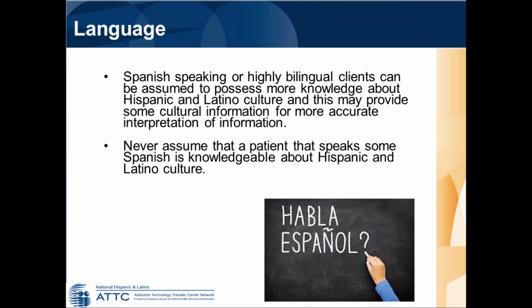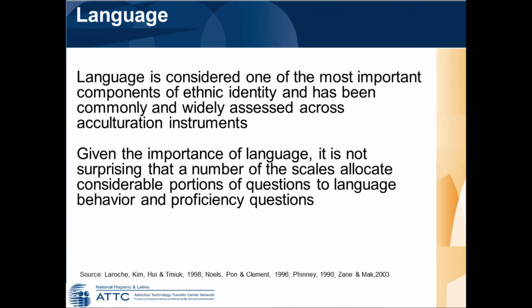So it's important that as we improve our skills, we understand how language plays a role. And again, I will mention one of the most important components of ethnic identity is language. And across acculturation instruments, this is one of the things that's a major theme. So given the importance of language, that isn't at all surprising. Some of these scales are solely dedicated to linguistic proficiency questions. So how well do you speak English or Chinese? Language is considered one of the most important components of ethnic identity, as mentioned, and it really continues to be.